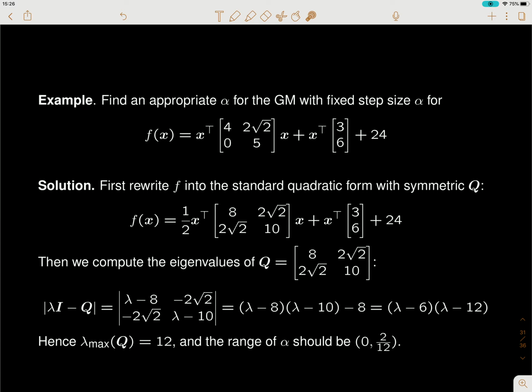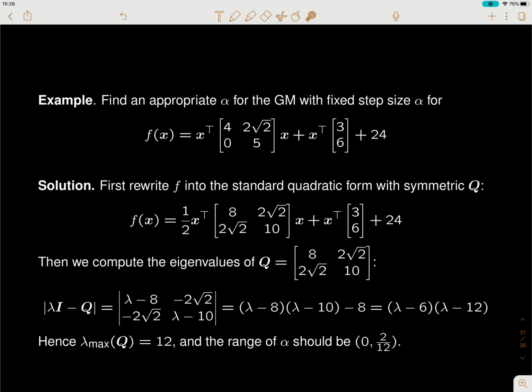First of all, the Q will be just A plus A transpose, which becomes this. So if this is A, then A plus A transpose becomes this. So that's my matrix Q here. And I have the 1/2 outside, so this is exactly the same function as this one. Then we know that Q, as we said, is just A plus A transpose.